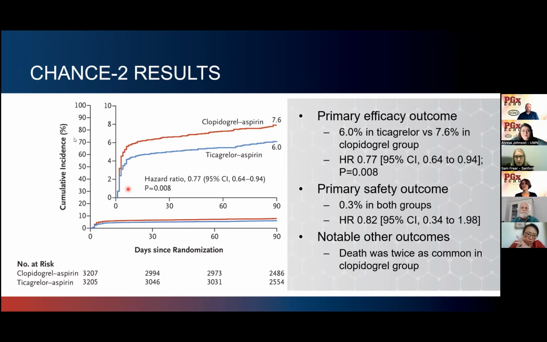And then for the safety outcome, no difference in that bleeding according to the GUSTO criteria. And then another notable outcome from this study was that the death, which was a secondary safety outcome, was also found to be twice as common in that clopidogrel group.